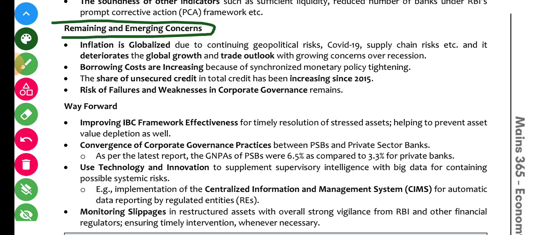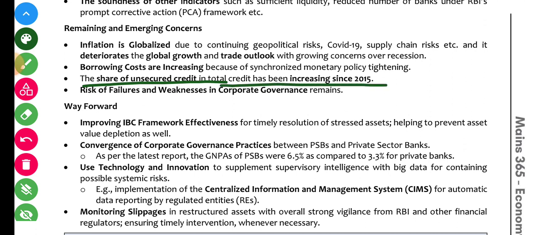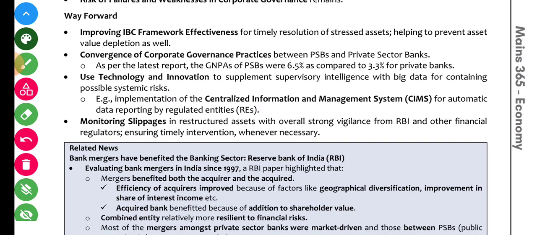Remaining and emerging concerns. Inflation is globalized due to continuing geopolitical risks, COVID-19 supply chain risks, etc., and it deteriorates the global growth and trade outlook with growing concerns over recession. Borrowing costs are increasing because of synchronized monetary policy tightening. The share of unsecured credit in total credit has been increasing since 2015. Risk of failures and weaknesses in corporate governance remains. So these are some emerging concerns. So keep this in mind.